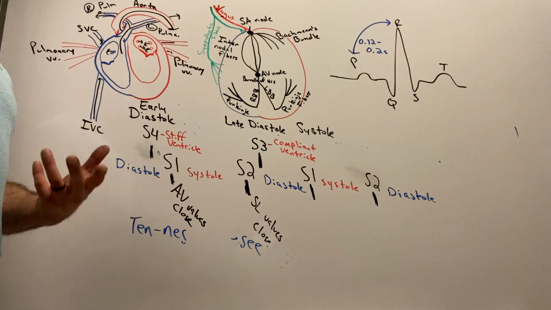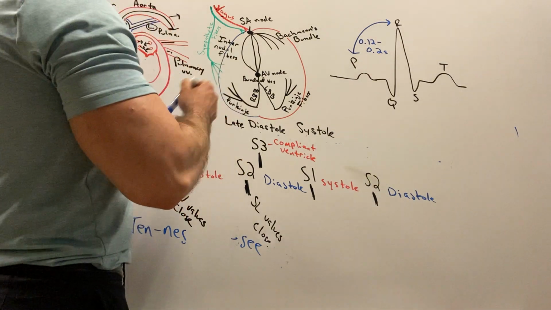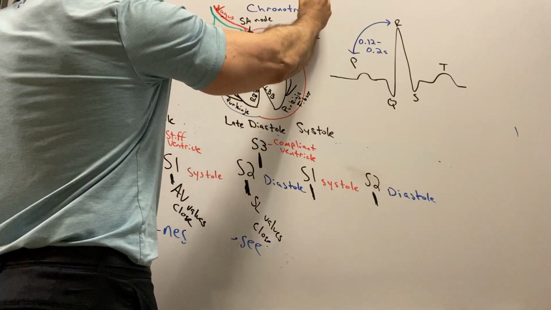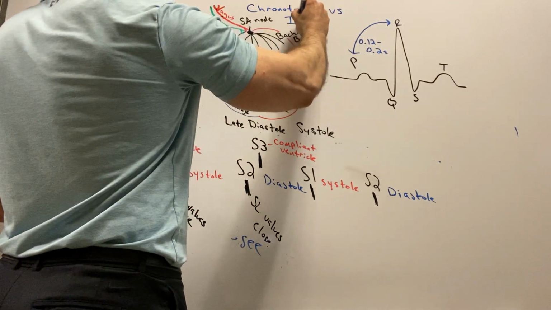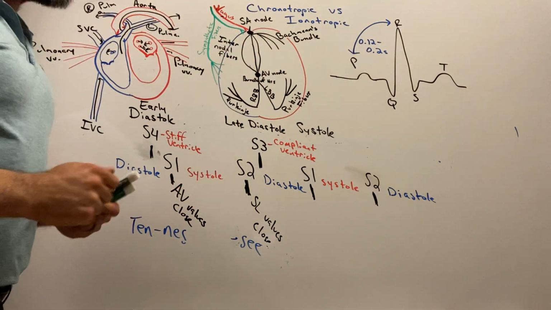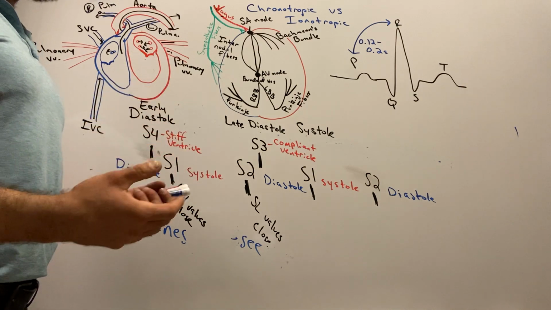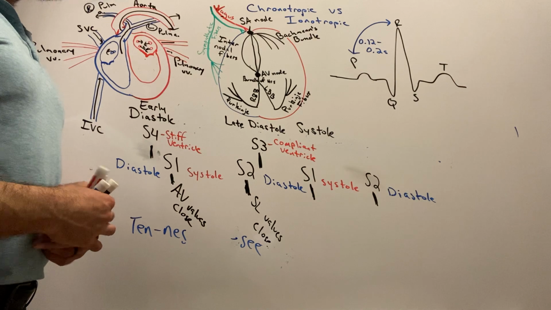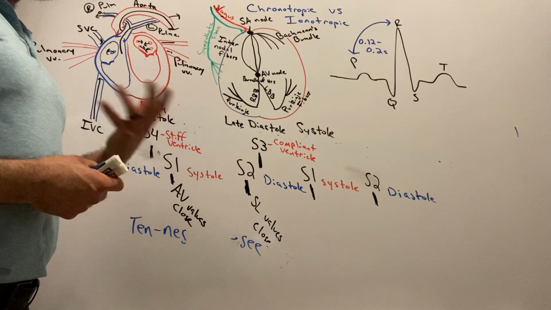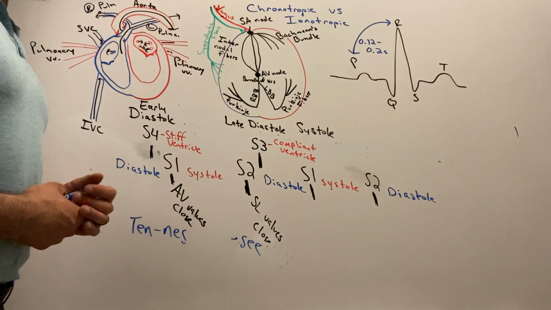That's chronotropic effects. Remember, we can't forget chronotropic versus inotropic. So the vagus nerve has negative chronotropic effects on the heart, so it slows down the heart rate. Chronos means time, like in ancient Greek. So chronotropic effects could be increasing or decreasing the heart rate. The vagus nerve has negative chronotropic effects. It'll slow the heart rate down.